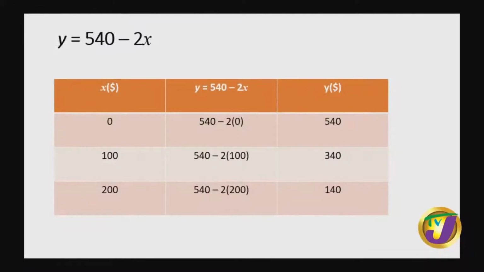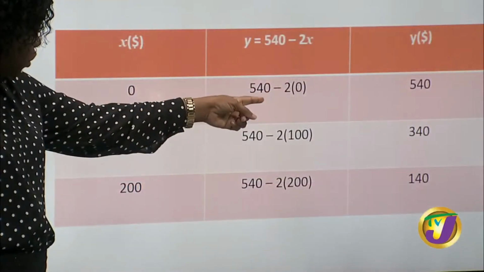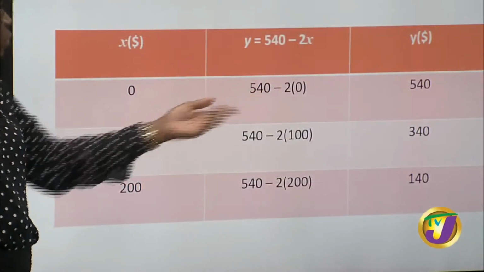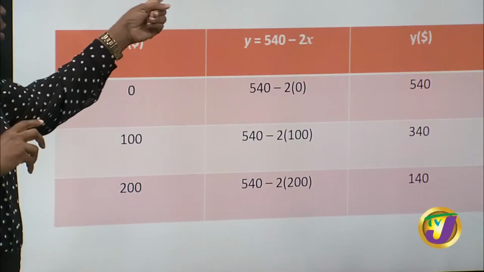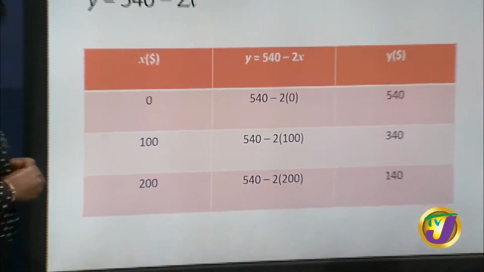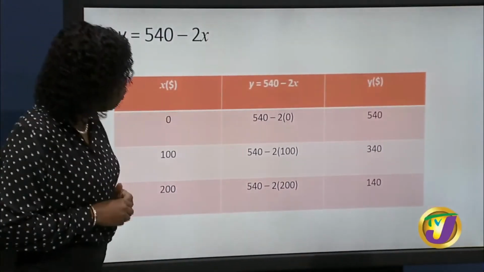So now we are looking for some y values because we want to plot our graph. So x values, we have 0. When x is 0, if we substitute 0 in the equation y equals 540 subtract 2x, it would mean 540 minus 2 times 0, which would be 540. I'm realizing that you're substituting that 0 wherever x is. And so we'd have 540 for our y value there.